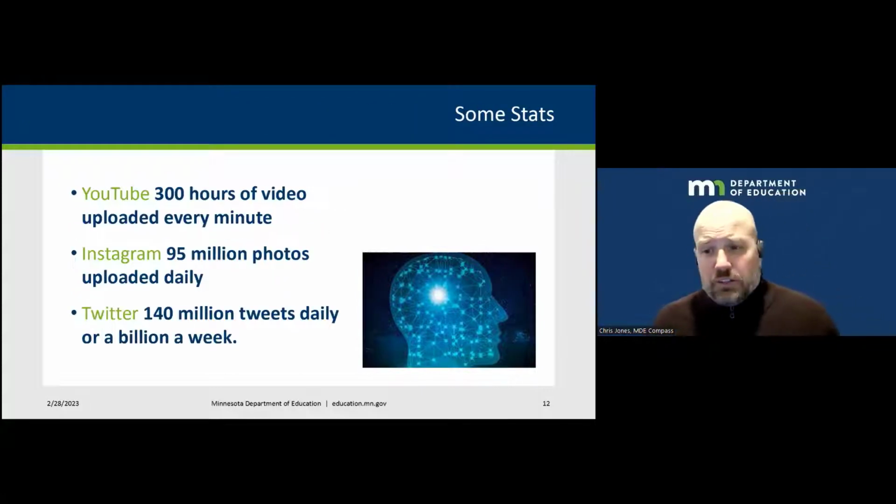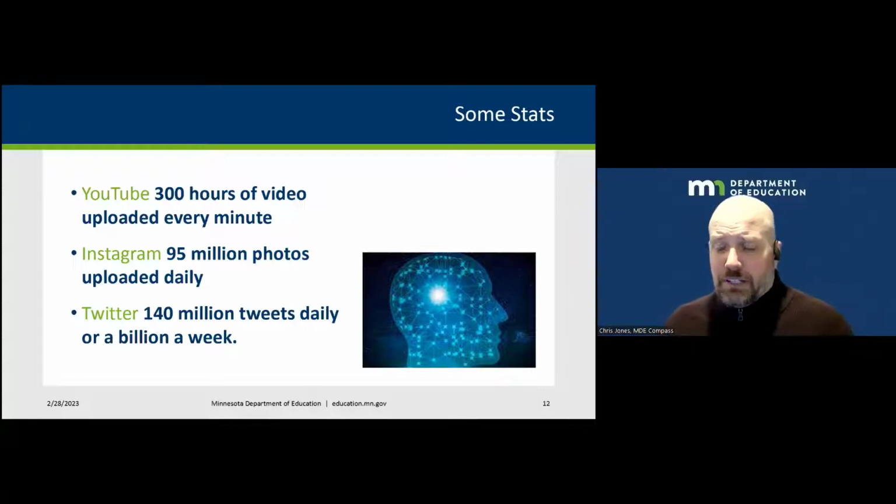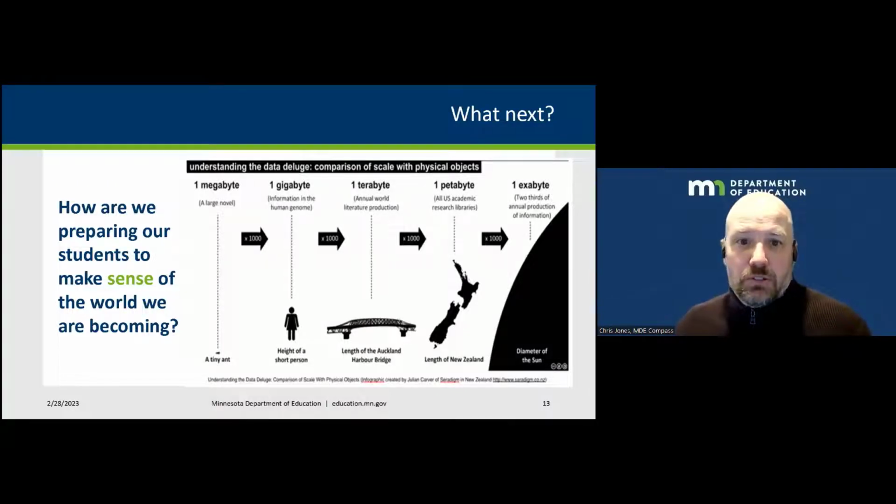If we go on to the next one. So these are just some numbers for you. If you think about the world that we live in and how many things there are out there to make sense of, YouTube, 300 hours of video are uploaded every minute. Instagram, 95 million photos uploaded daily. Twitter, 140 million tweets daily or 1 billion a week. And I'm sure this fluctuates and varies, but just the size and scale of that, thinking about the complexity of our world that we are preparing students to go into in the future. So we really have to think about what's happened in the past and what that world is we want them to be prepared for to go into.